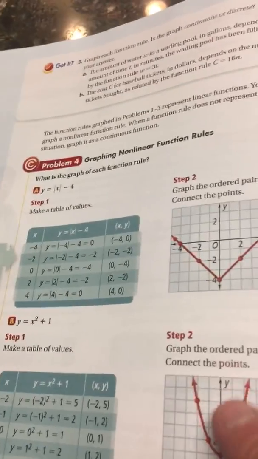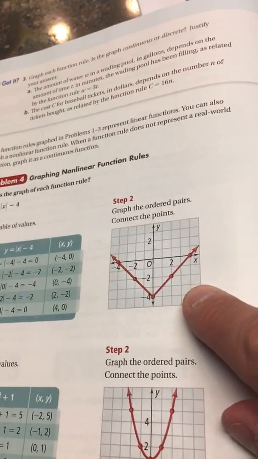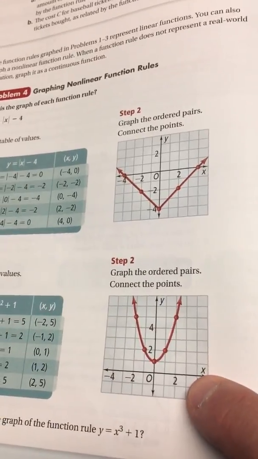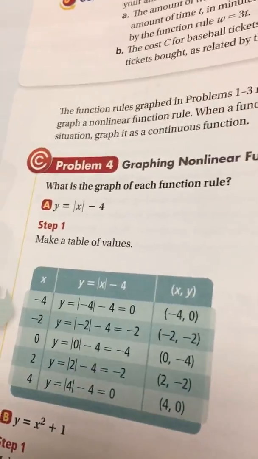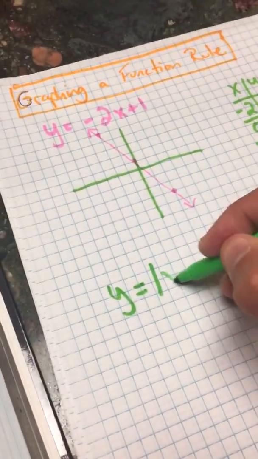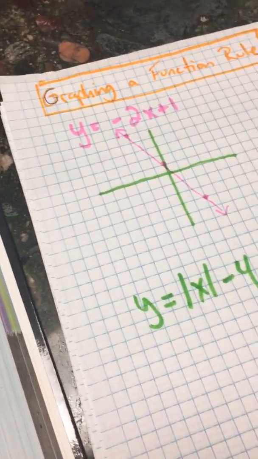Now, the other types of equations that we're talking about here would be non-linear functions. So we talked about what non-linear functions are. Stuff that's going to look like this here, which is an absolute value, or something like this here, which is a quadratic function. We're going to do the same thing. So let's say we were given the function y equals the absolute value of x minus 4. We're going to do the same thing.